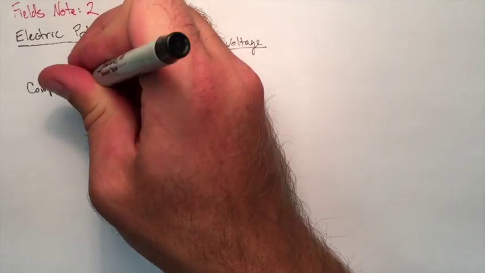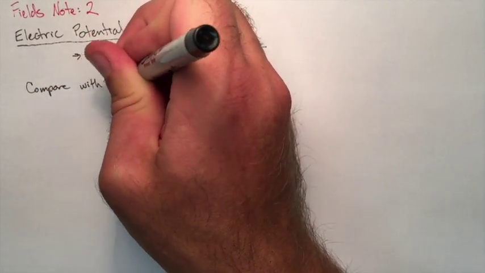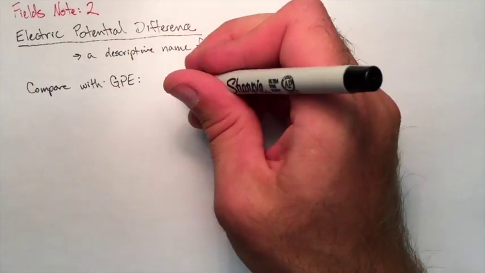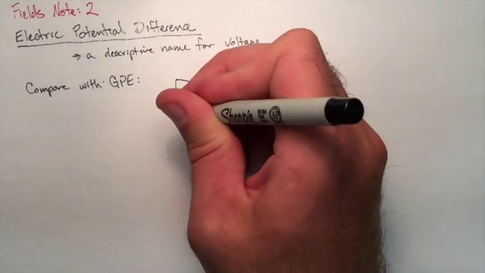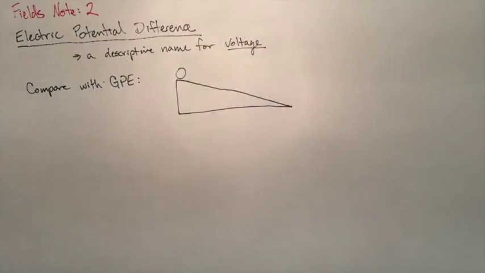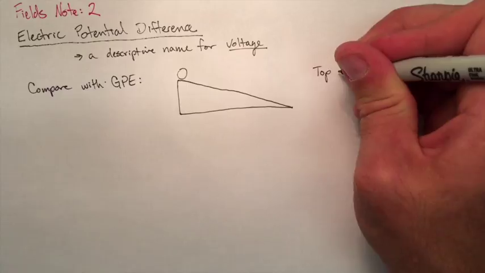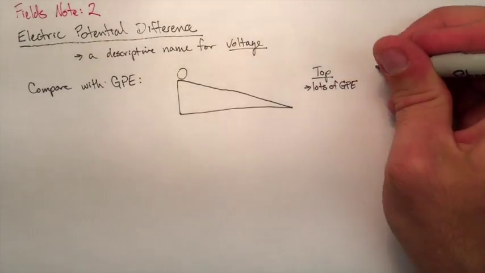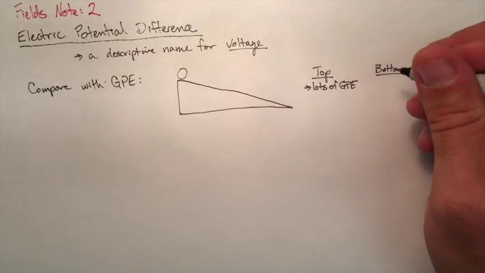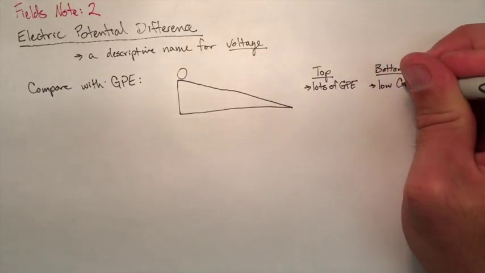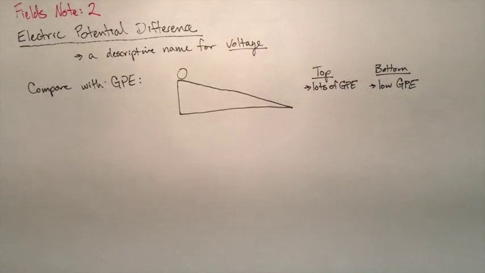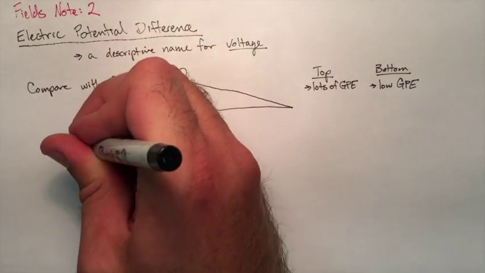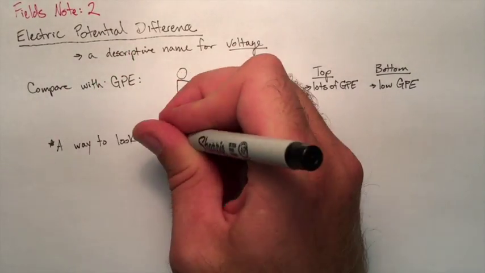Let's compare it with what we know, and what we know is what potential energy looks like in a gravitational field. So let's draw here a ramp with a ball on top of it. We know that at the top of the ramp, the ball has a lot of gravitational potential energy. And when it gets to the bottom, it has not a lot, so it has low gravitational potential energy. This is just something that we're used to, something we've looked at before.